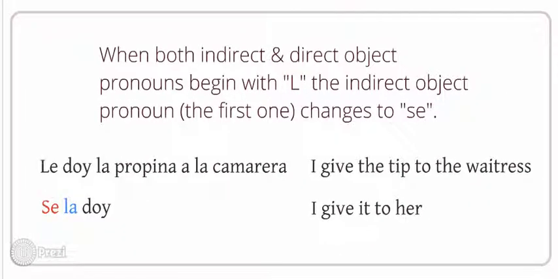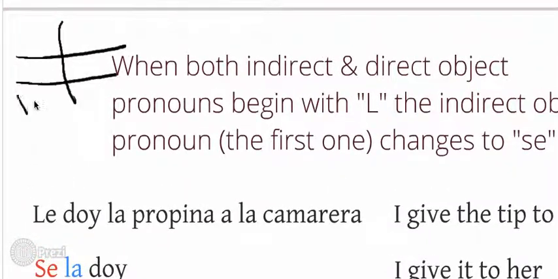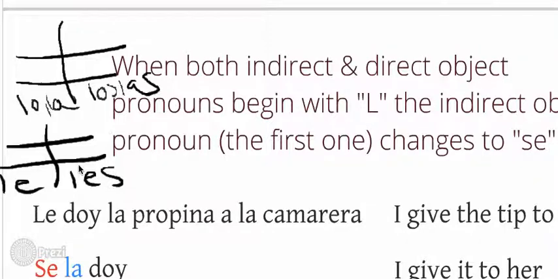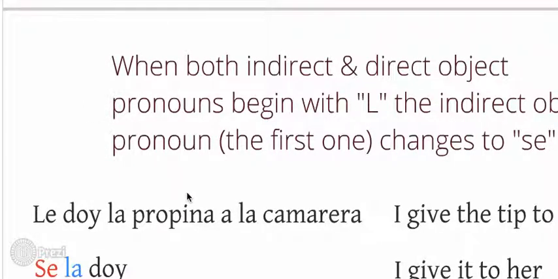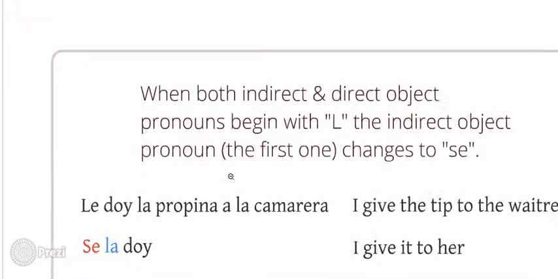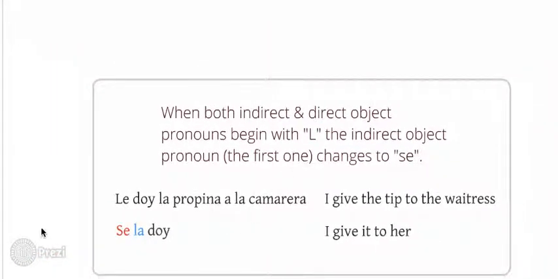Okay, this is the last of it, okay? When both indirect and direct object pronouns begin with L. Okay? Because if you remember, here are our direct object pronouns, lo, la, los, las. Our indirect object pronouns, le, les, okay? When you're using an indirect object pronoun and a direct object pronoun that both begin with L, the first one, the indirect object pronoun, changes to se, okay?